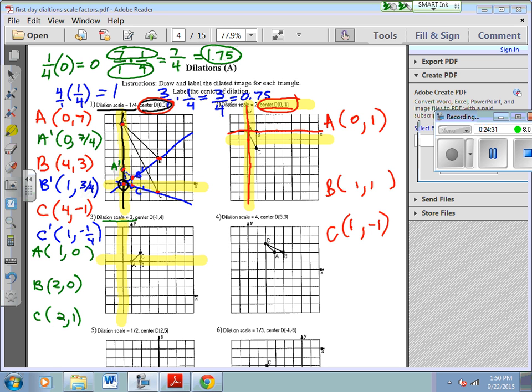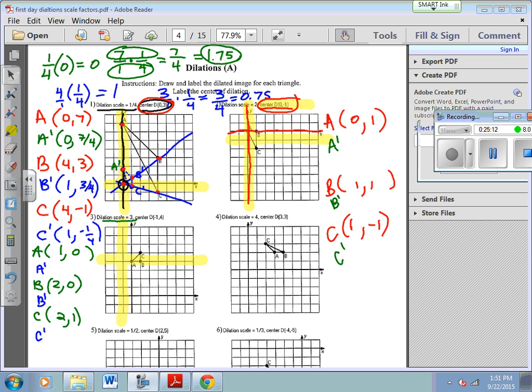Any questions with the dilations of numbers 2 and 3? Can you go ahead and draw those two for me real quick? Numbers 2 and 3. We already got the coordinates for number 3. I gave you the coordinates for number 2. Now you've got to give me the coordinates of A prime, B prime, and C prime on the board. Okay? So everybody get the coordinates of A prime, B prime, and C prime on number 2, and the coordinates for A prime, B prime, and C prime on number 3 as well.